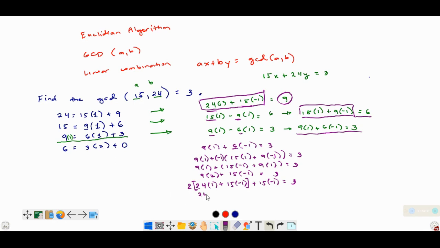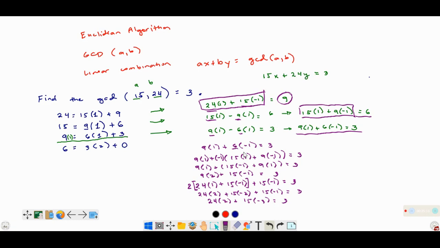So, we have 24 times 1 times 2 is 2 plus 15 times negative 1. Ang papalitan lang natin si negative 1. So, distribute 2 sa negative 1. We have 15 times negative 2 plus 15 times negative 1 is equal to 3. Now, let's combine our terms. We have 15 times negative 2, 15 times negative 1, negative 2 plus negative 1, we have negative 3. So, we have 24 times 2 plus 15 times negative 3 is equal to 3.